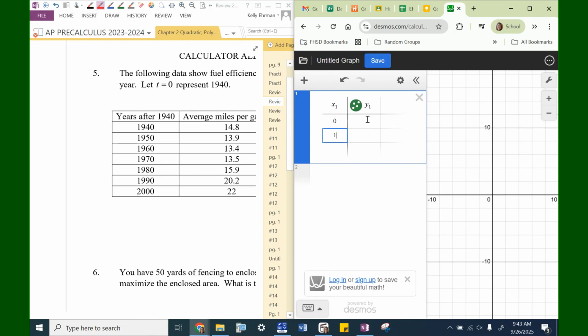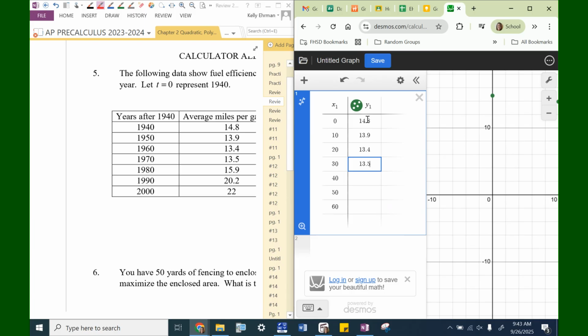How many years after 1940 is that? 10. And then 1960 would be 20. It's guessing the pattern here. Yes, this is right. 2000, how many years after 1940? 60, right? So we're going out to 60. Okay, so up here we need to type in these values. So 14.8, 13.9, 13.4, 13.5, 15.9, 20.2, 22. I do a quick check to make sure I don't have typos, which I do not.